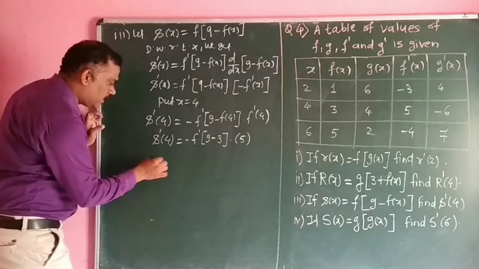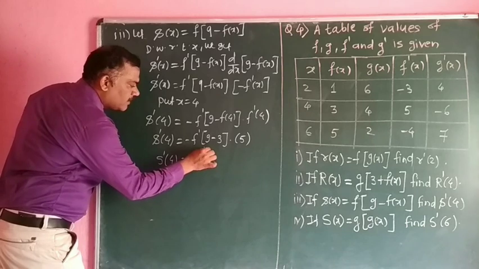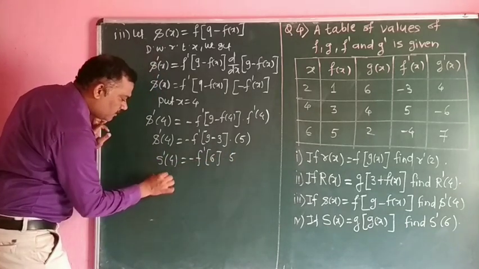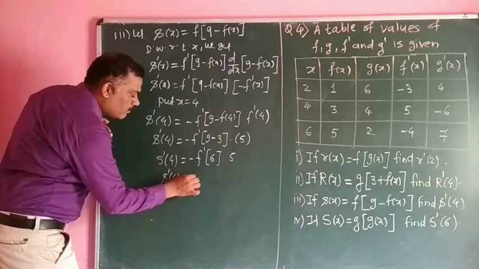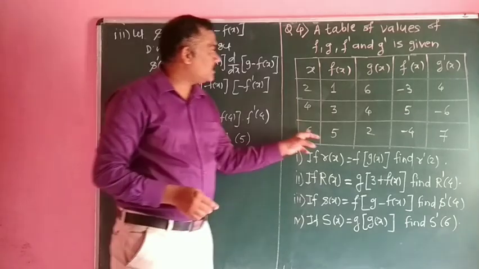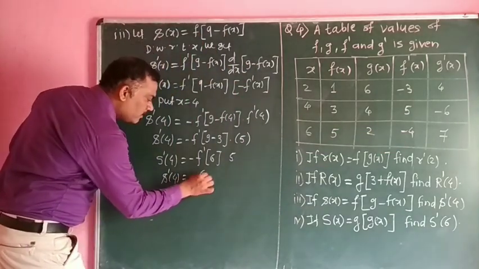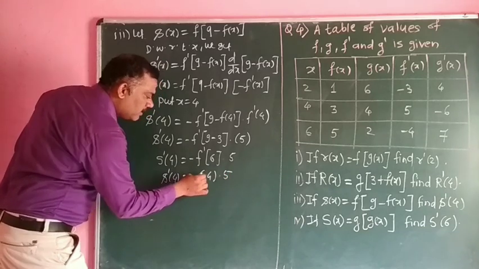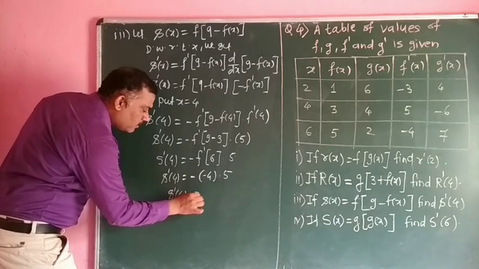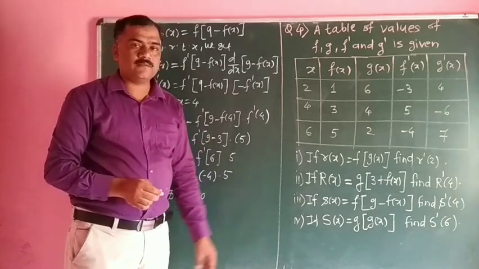So what do we get? S dash of 4 is equal to minus f dash of 6 into 5. Here for x is equal to 6, f dash of 6 is nothing but minus 4. So we put minus 4 into 5. Minus minus becomes plus. That is s dash of 4 is equal to 20, which is the required answer. We discuss the fourth one.